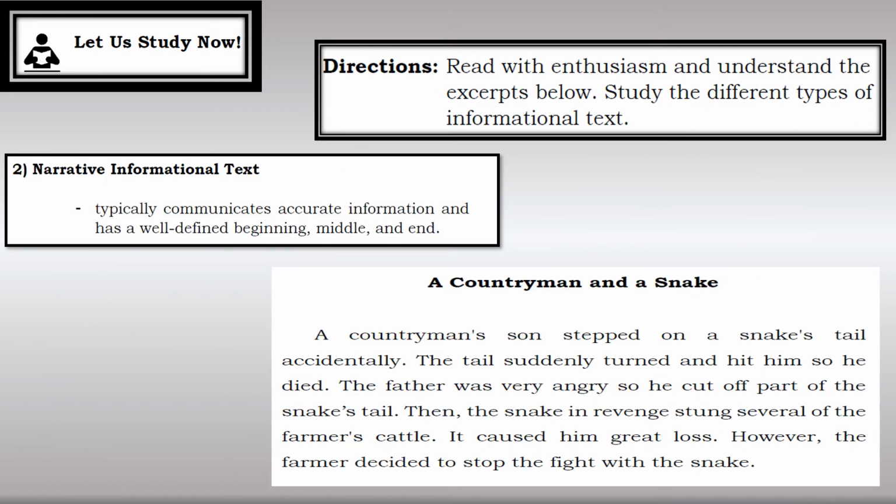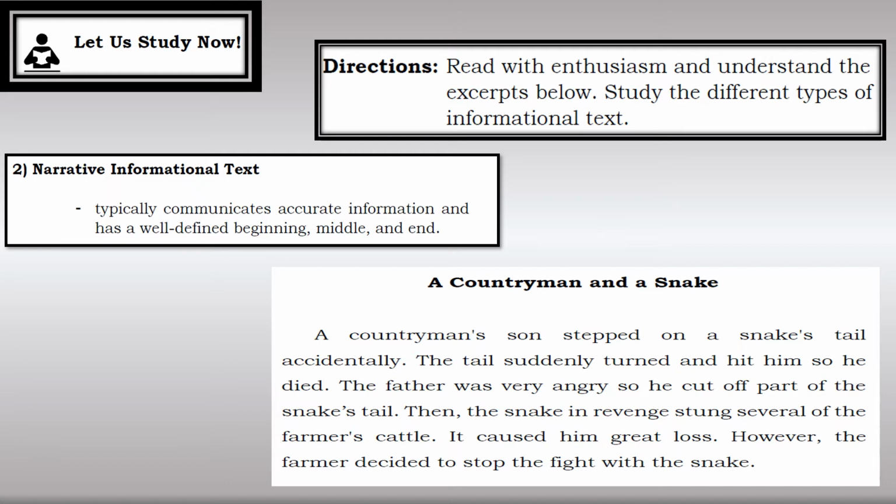The second one is a narrative informational text. It typically communicates accurate information and has a well-defined beginning, middle, and end. So pag sinabing narrative informational text, nagko-communicate siya ng accurate information. Kung ano ang totoong informasyon, yun ang kanyang ginagawa. And meron siyang beginning, meron din siyang middle, at merong end part ang text na yan.